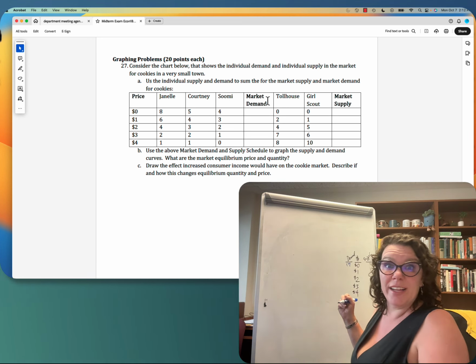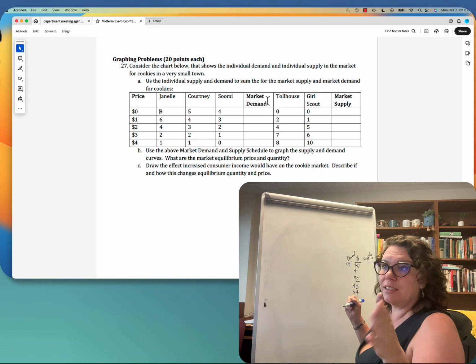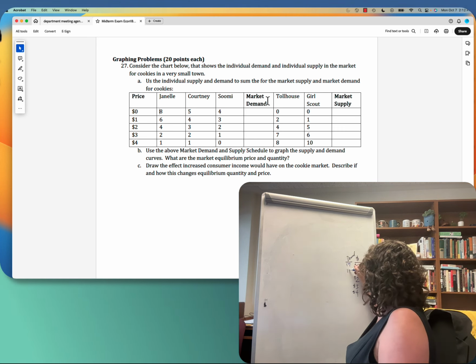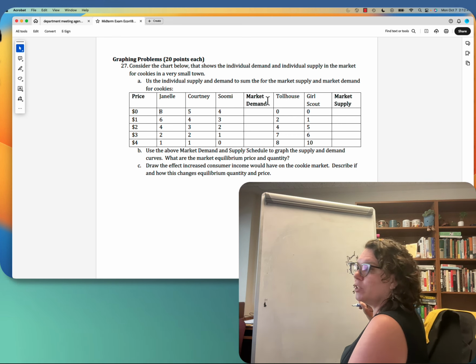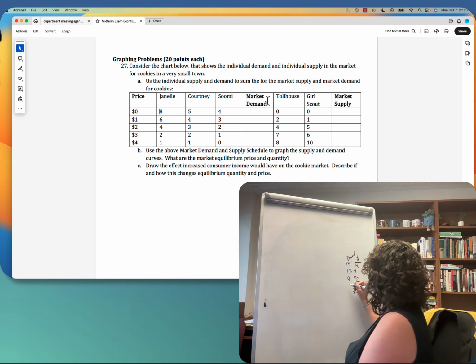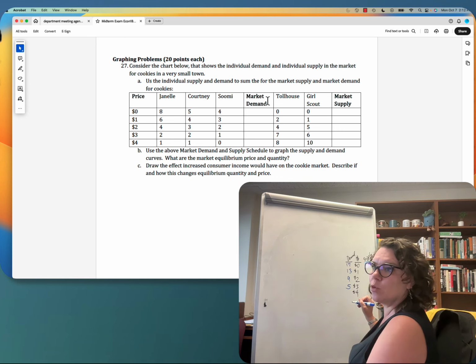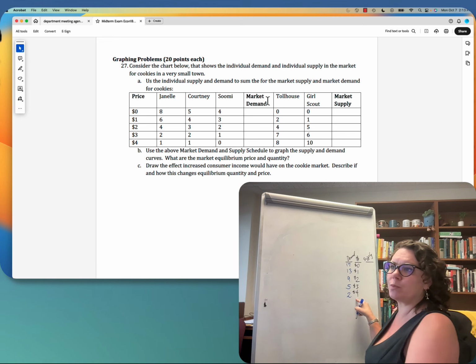Quantity demanded is going to go down for each individual, giving us a lower market demand. So in this case, it's 6 plus 4 plus 3, or 13. Then 4 plus 3 plus 2, which is going to give us 9. And then at $3, it's 2 plus 2 plus 1, which is 5. And then at $4, only Janelle and Courtney each want 1 cookie, giving us 2.